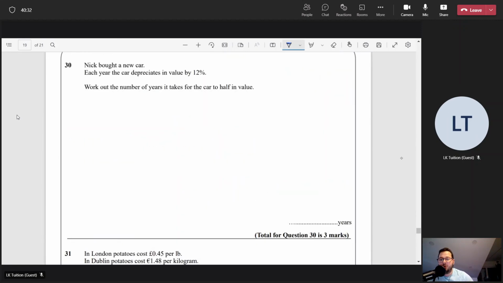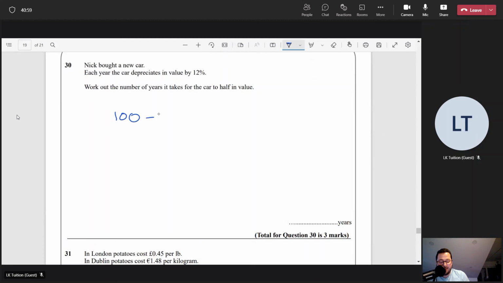Number 30, Nick bought a new car. Each year the car depreciates in value by 12%. Work out the number of years it takes for the car to halve in value. Okay, well, I'll tell you what, let's just start with the number 1. We're going to depreciate it, and then we're going to see how long it takes for that to turn into 0.5. Okay, so first of all, if it depreciates by 12%, we need to figure out what that looks like.